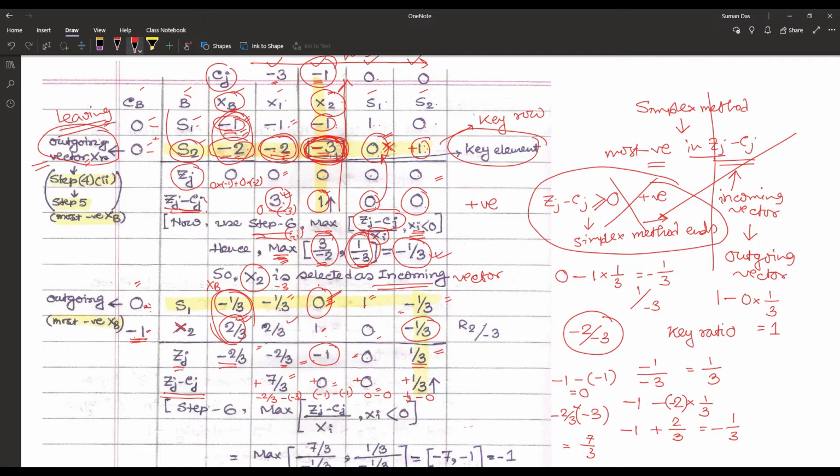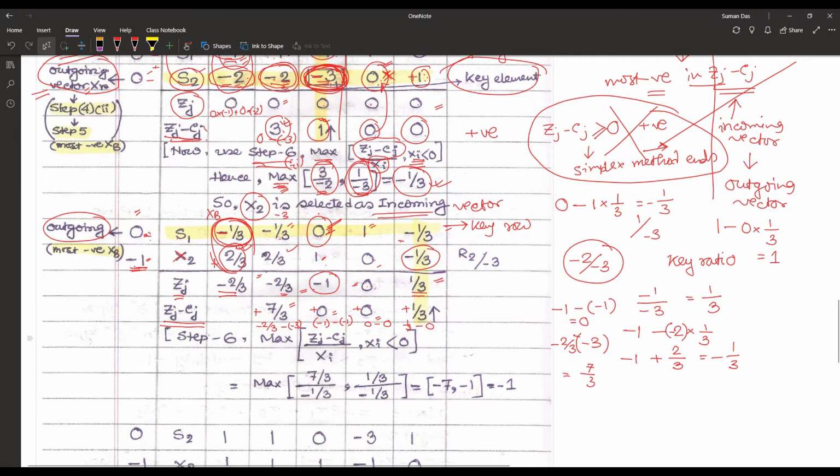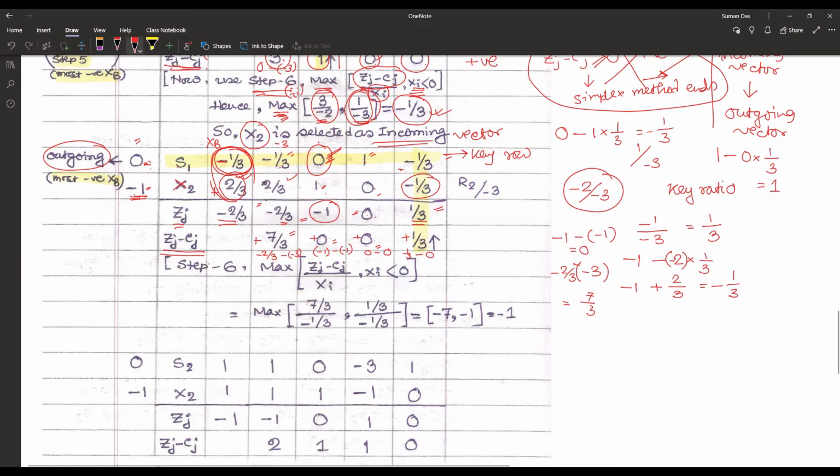Now there are two xb, one is positive, but at least one negative exists. So that must be our outgoing or leaving vector. At that moment the leaving vector is S1, and that row becomes our key row. Next we have to find the incoming vector, and for that what do we have to do?